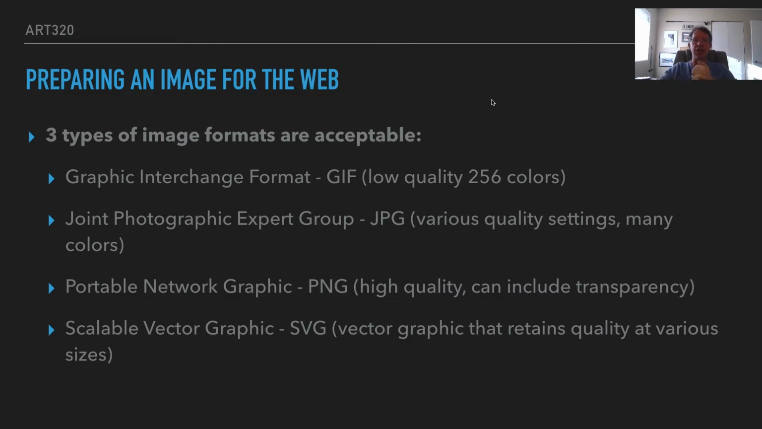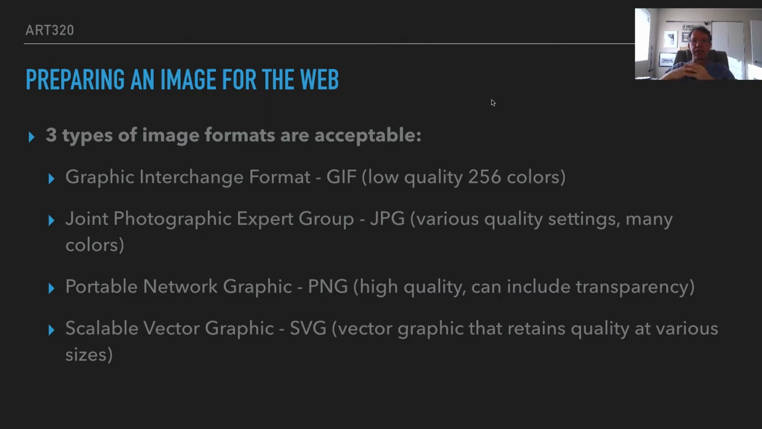The first one, and it's the oldest one, is the graphic interchange format. I think it's somewhere around 1988, 1989 when it came out. And because of when it came out, monitors didn't have a lot of colors. So it was limited to 256 colors. And by today's standards, it's low quality.